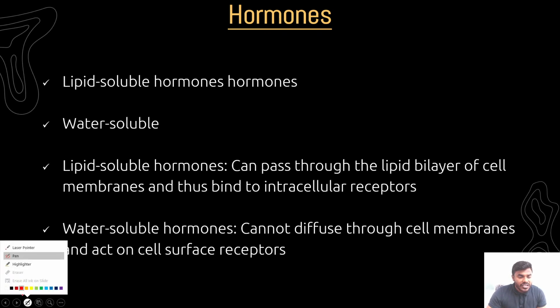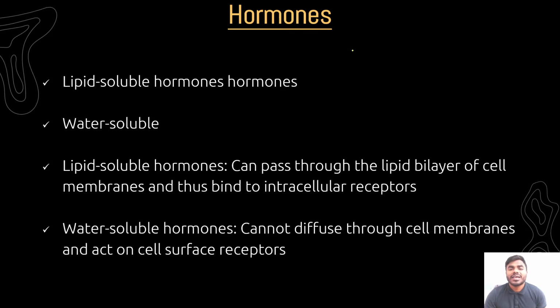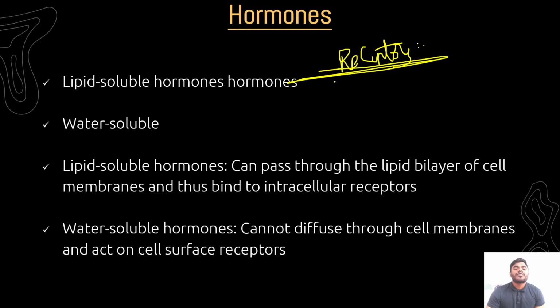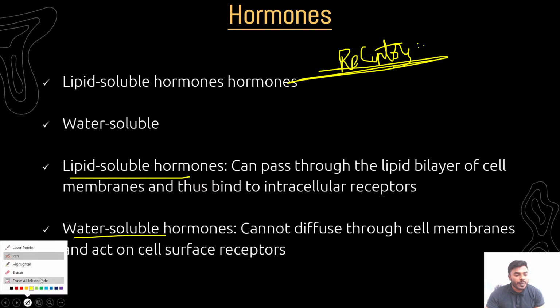Now the question is, friends, how do we categorize the receptors? We categorize the receptors based on the type of the hormones. There are two types of hormones: lipid-soluble hormones and water-soluble hormones. We all know it very well.